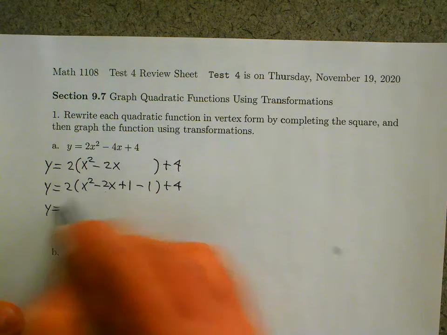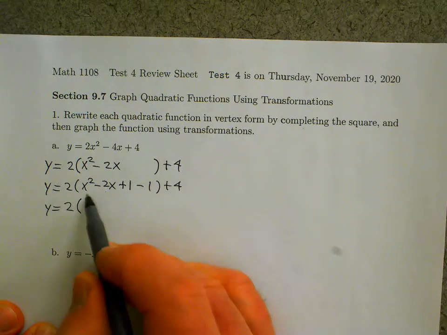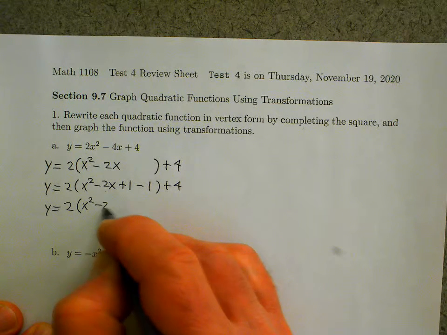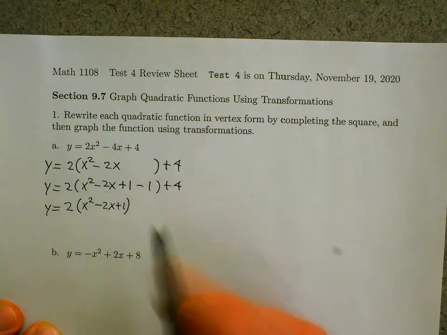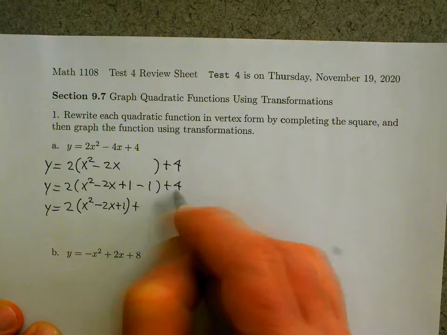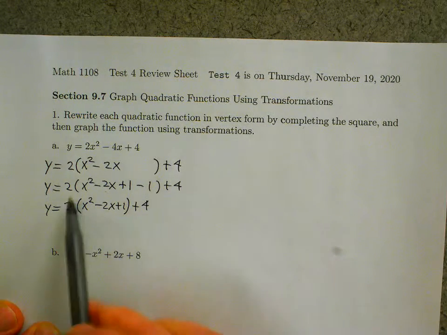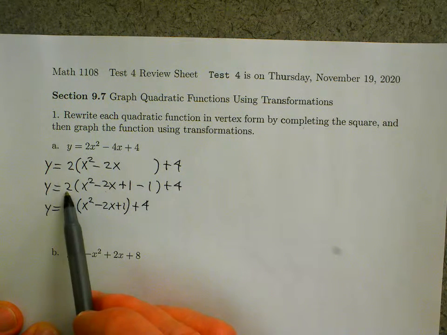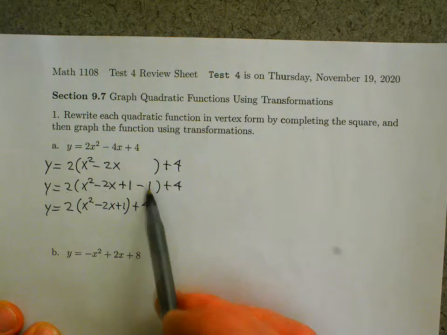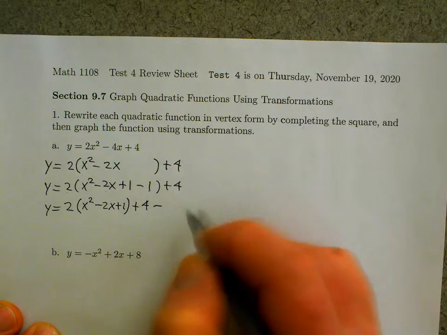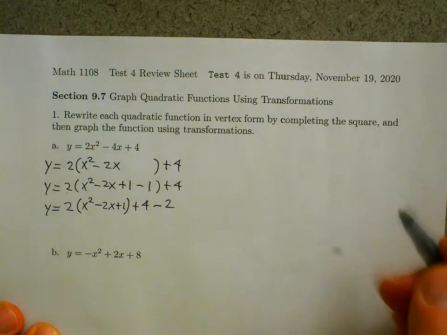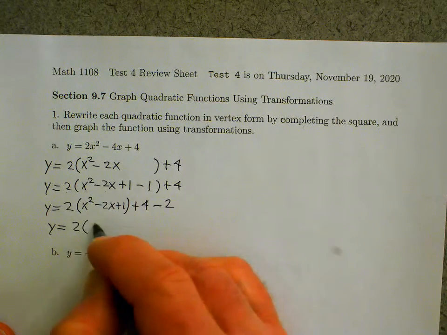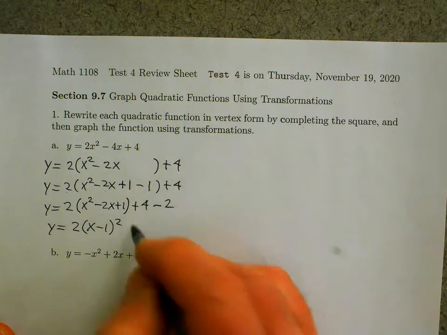Then in the next step, we keep the perfect square trinomial inside the parentheses. And we have +4 on the outside, but we also have to move this fourth term up here. 2 times -1 is -2, so that means on the outside of the parentheses, we have to subtract 2. Okay, then the vertex form is 2 times (x minus 1) squared plus 2.